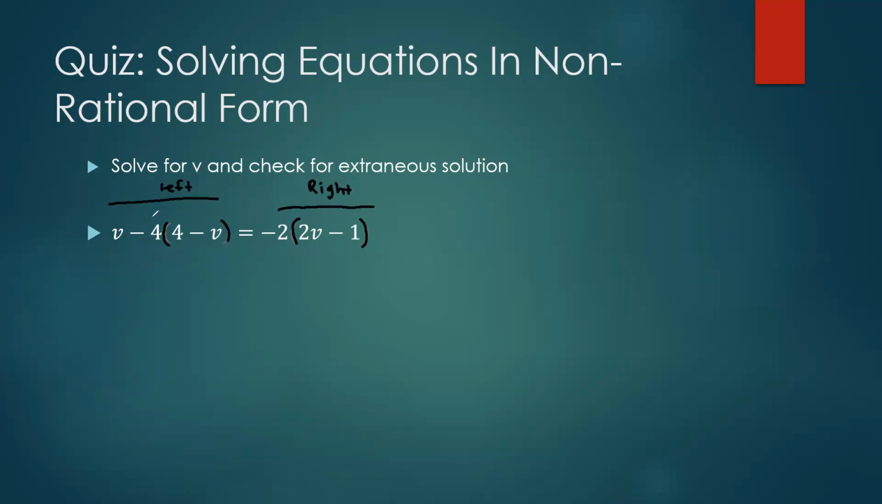So let's foil. -4 times +4 is -16. -4 times -v is +4v, right? And then you have v. You bring down the v because this v is outside. And then on the right, FOIL it out. -2 times 2v is -4v. -2 times -1 is +2.